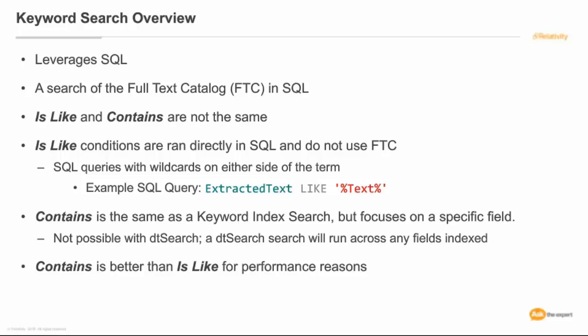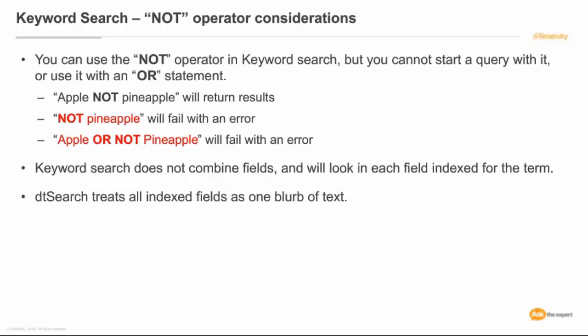So one of the biggest differences between keyword search and dtSearch is how the not operator is run. You can use the not operator in keyword search, but you cannot start any query with it. And in combination with that, you can't use any or statement with it. That's because keyword search needs something to anchor on. So if we take this first example where we have apple, not pineapple, we actually get results because keyword search can look for apple, find any occurrences of that in the text, and then look for where pineapple does not occur and return it as a hit.